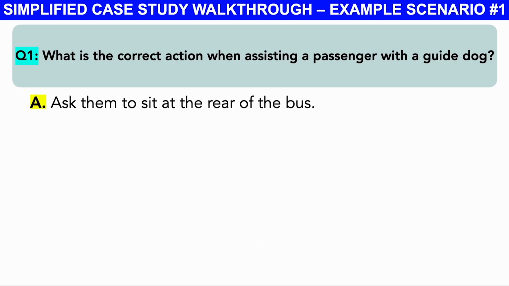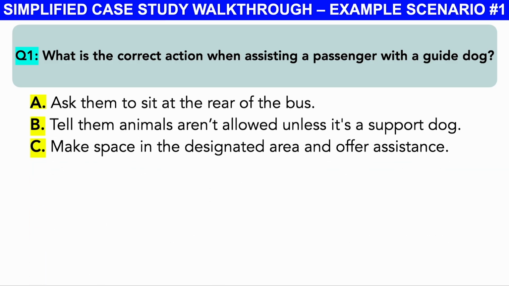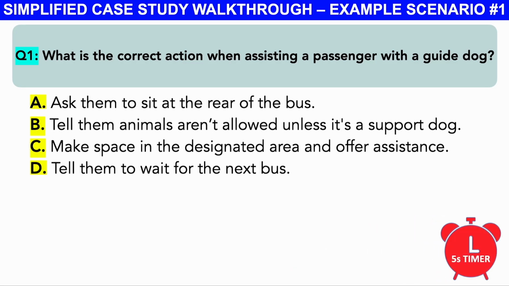Is it A, ask them to sit at the rear of the bus? B, tell them animals aren't allowed unless it's a support dog? C, make space in the designated area and offer assistance? D, tell them to wait for the next bus? I'm going to give you 5 seconds to answer this question and write your answer in the comment section below this video. Here we go.